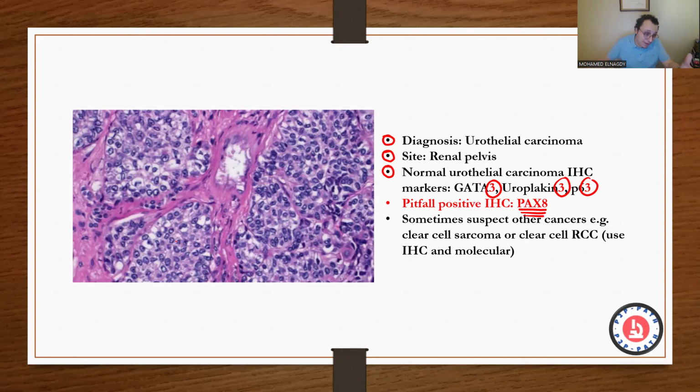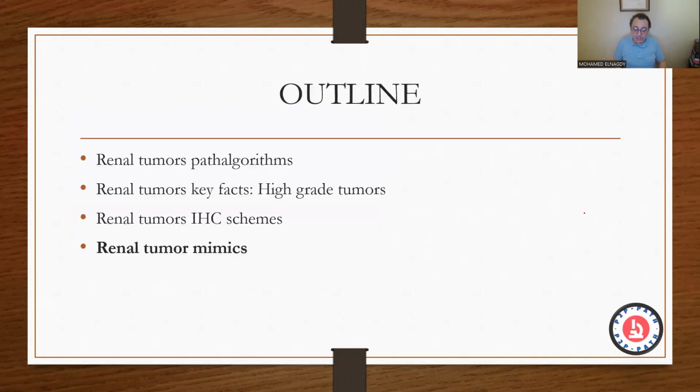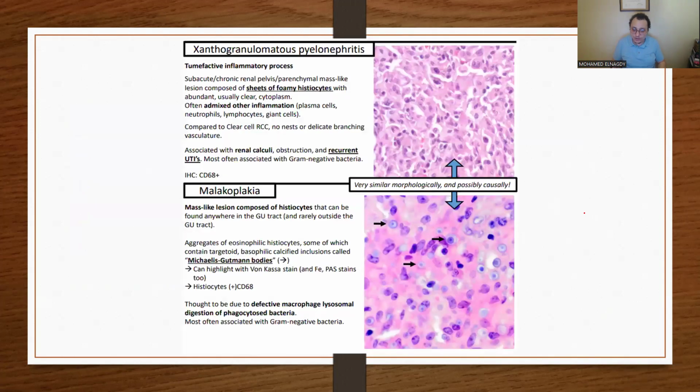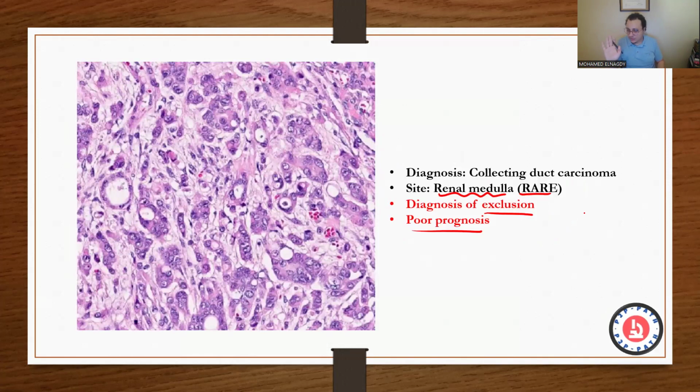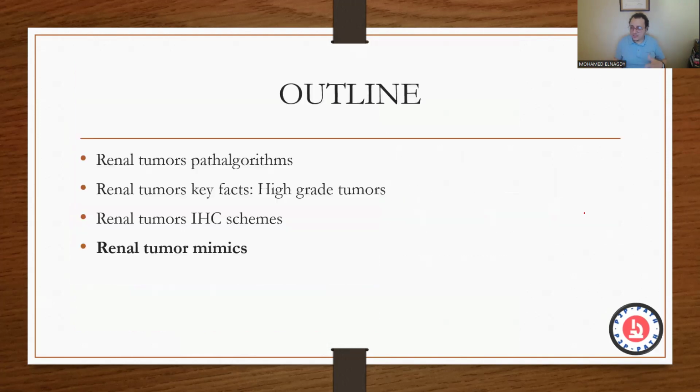Sometimes, as I'm telling you, you suspect clear cell sarcoma, for example. Sometimes you suspect clear cell RCC, but make sure you always put urothelial carcinoma in the back of your mind. So these are the high-grade tumors that I need you to memorize, the urothelial carcinoma and the collecting duct carcinoma, nothing else. Just don't stop that much.